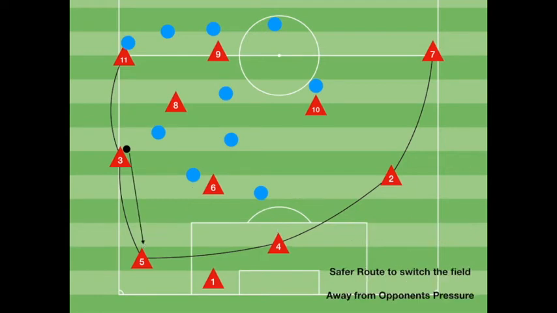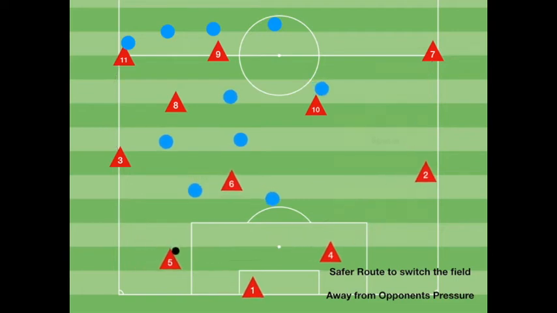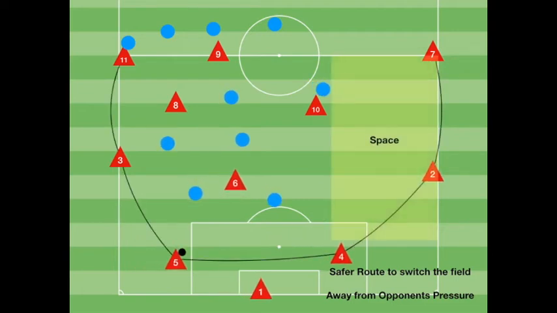There's a safer route to switch the field. It's away from opponent's pressure. And we can start looking for the open space on the opposite side of the field where there's less pressure.